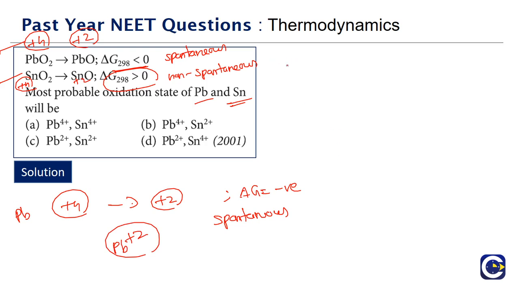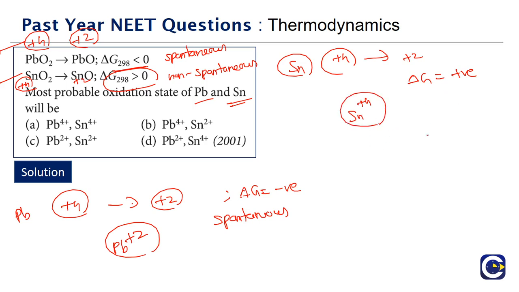And for tin, if you look at the reaction for tin, when it is moving from plus 4 to plus 2, what we are observing is del G is positive, non-spontaneous. So from plus 4, the tin cannot easily move to plus 2 because the reaction is non-spontaneous. Means for tin, the most probable oxidation state is plus 4. In fact, if you look at the 14th group elements, what are tin and lead? These are the 14th group elements: carbon, silicon, germanium, then comes tin, then comes lead.